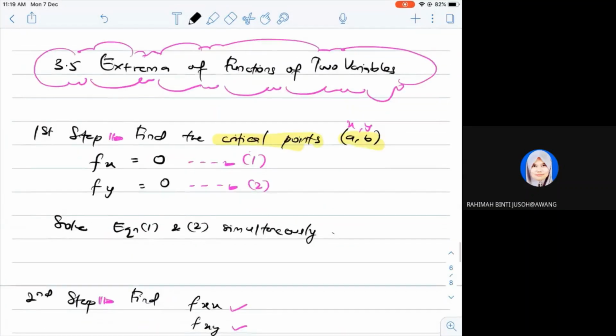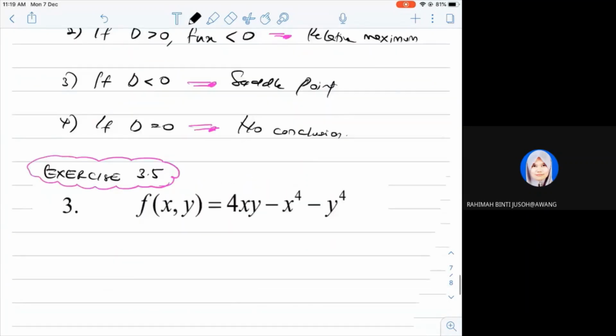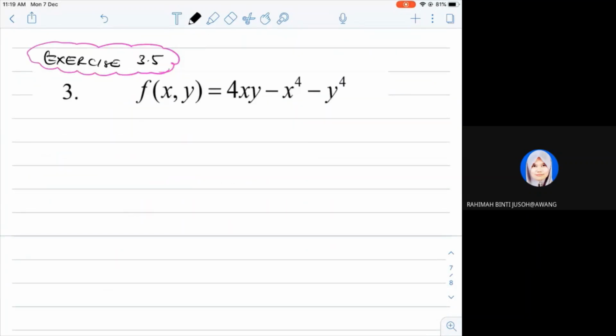First step, you need to find the critical points. Okay, first step, you kena cari critical points. So cara cari critical points adalah solution. Okay, saya buat juga lah first step supaya nanti you faham. Okay, first step, find the critical points.